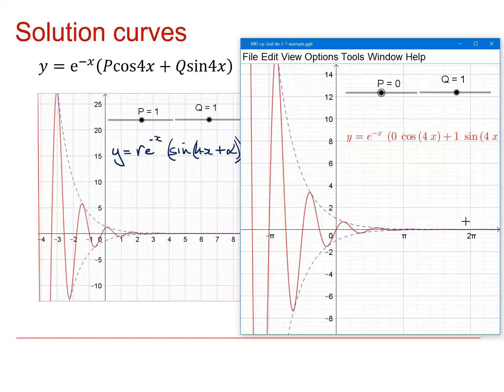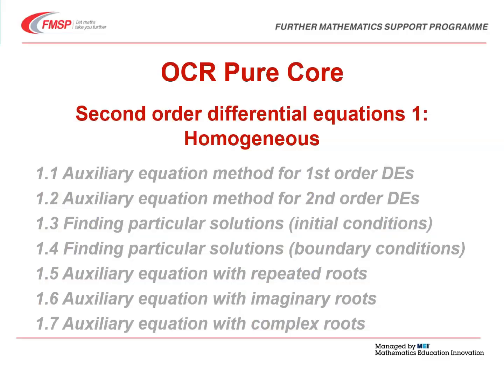And you can see up here, because e to the minus x tends to 0, the oscillation between that curve actually gets smaller and smaller. And this is an example of a damped oscillation. That was the final video in this sequence, second order differential equations 1, homogeneous equations.